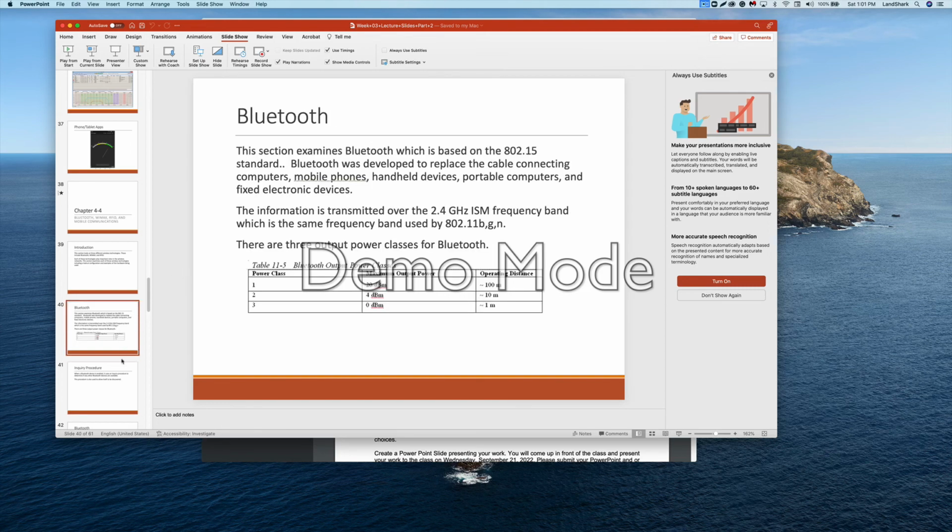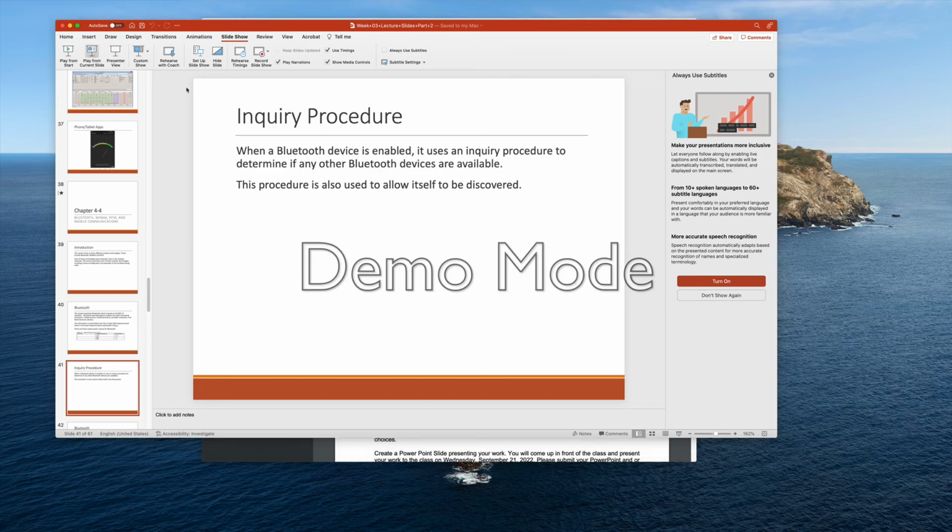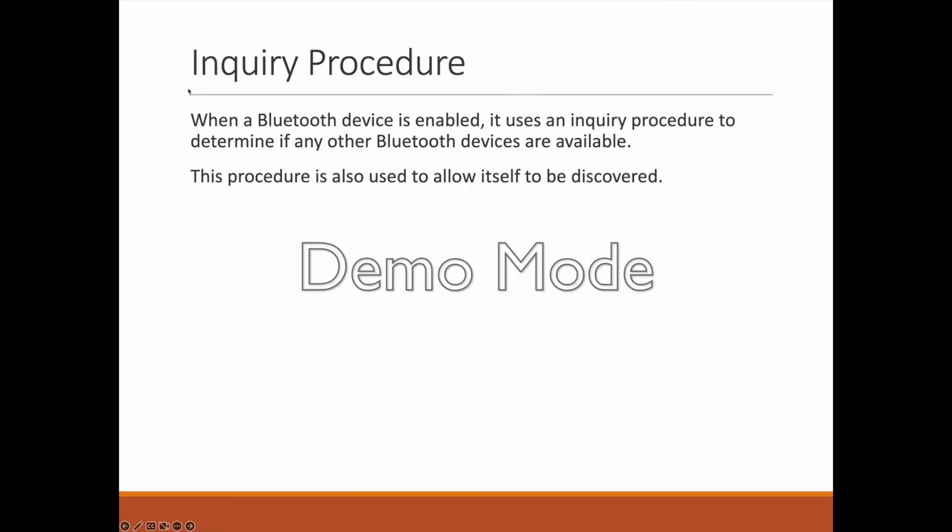All right, so inquiry procedure. This is when a Bluetooth device is enabled. It uses an inquiry procedure to determine if any other Bluetooth devices are available and if it could be discovered. You can't have multiple things connected at the same point. Let's say you're connected to a speaker and someone else wants to connect to the speaker. The only way that works is you have to disconnect or it will not work, which is good.